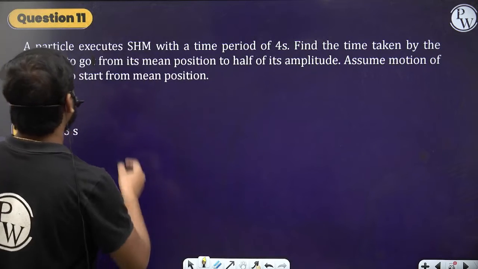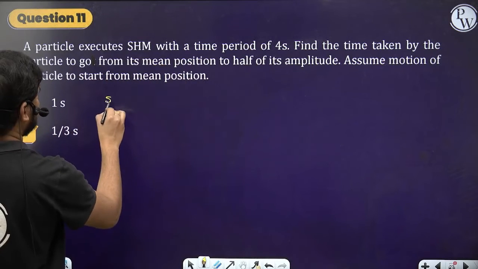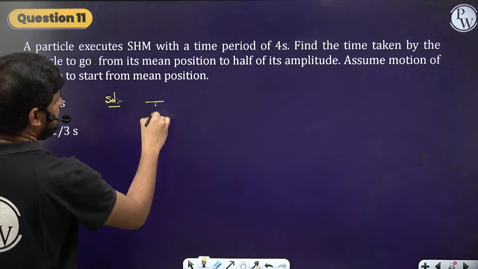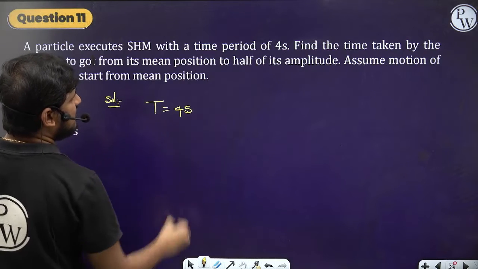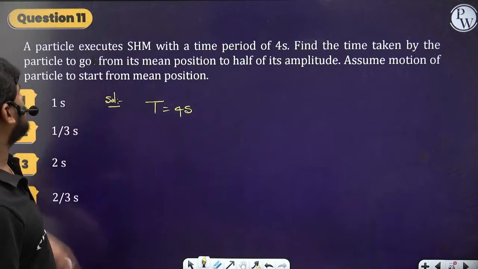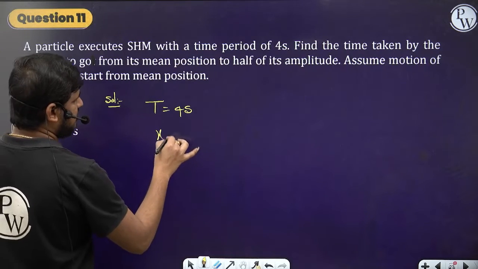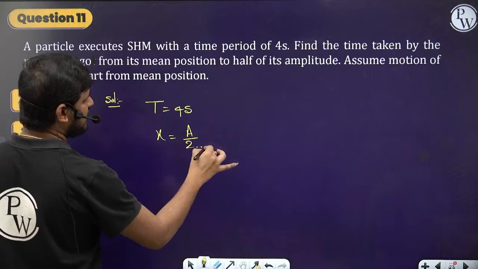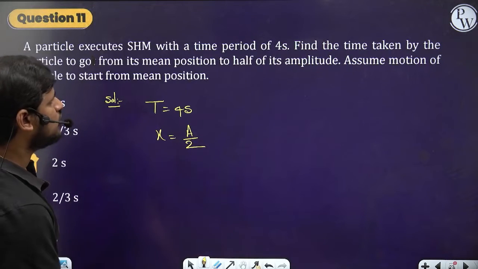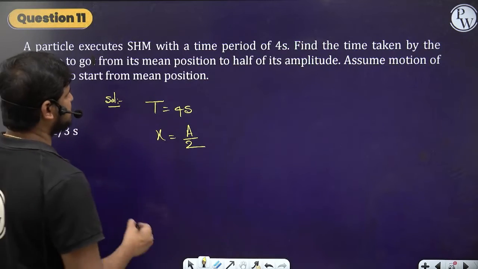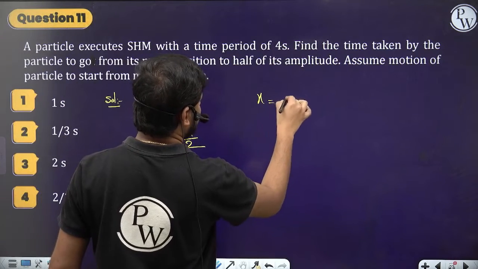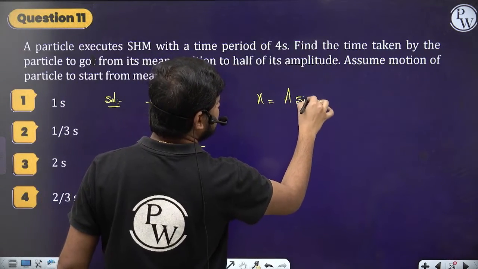So they gave a particle executes S.H.M. What's the given information first? The time period is 4 seconds. And then find the time taken by the particle to go from the mean position to half of its amplitude, so x is equal to A by 2. It starts from the mean position, so we have x is equal to A sine omega t.